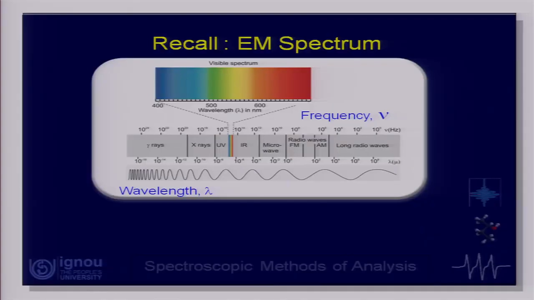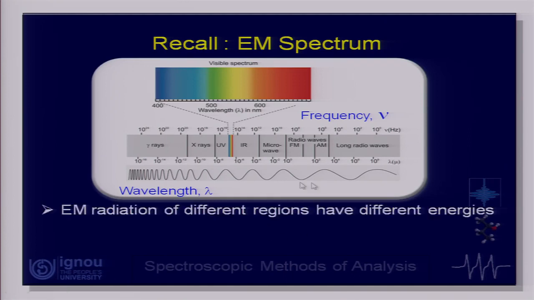Okay. Now, before we continue further, let us briefly recall our EM spectrum that we discussed in the previous session. We recall that the electromagnetic spectrum refers to the spread of different kinds of electromagnetic radiation. EM radiation of different regions has different energies. For long radio waves the energy is very small, then for microwave the energy is slightly larger, IR is still more, then visible, and UV has still higher energy, and so on and so forth. Energy is increasing in this particular direction.